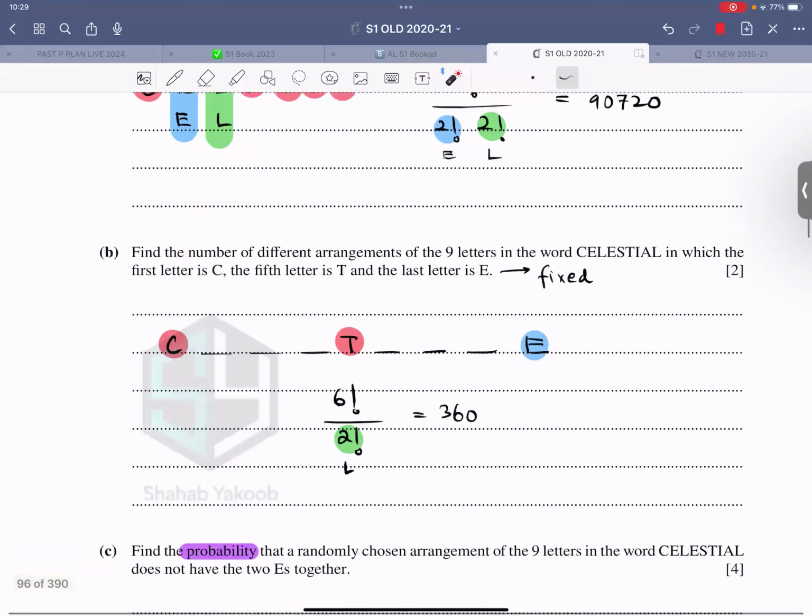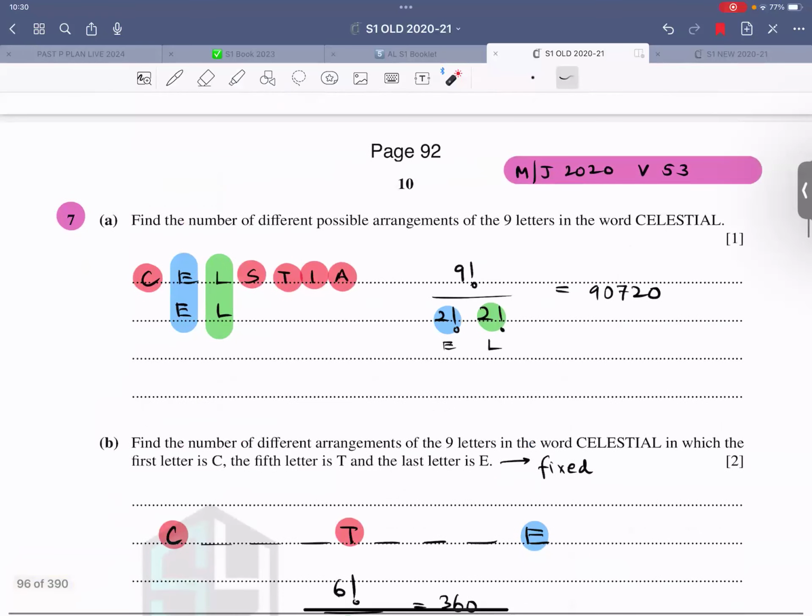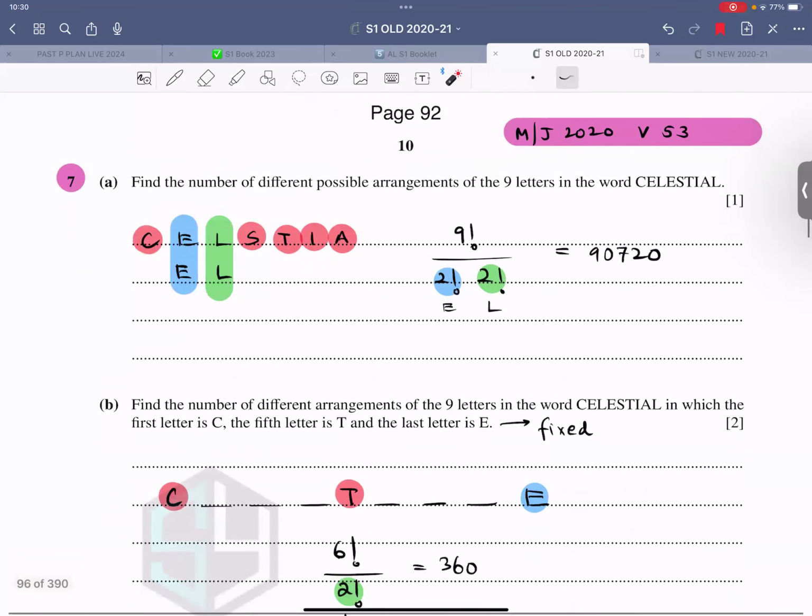And now we are on the last 2 questions. That is about permutation combination and one common confusion that is caused by something. Let me explain that. Now the question is, find the number of different possible arrangements of the 9 letters of the word celestial.